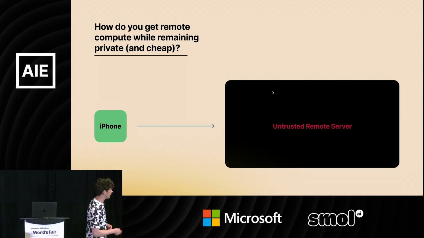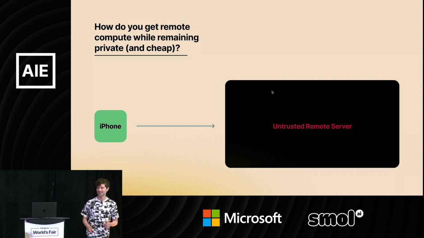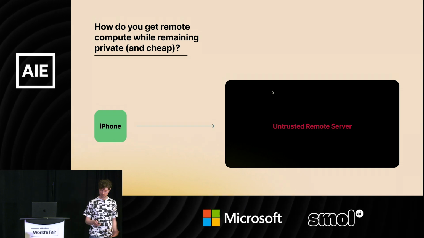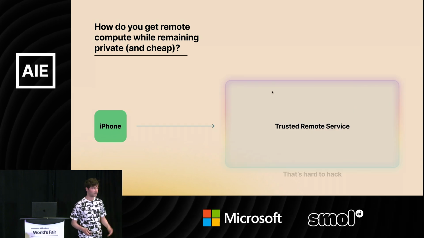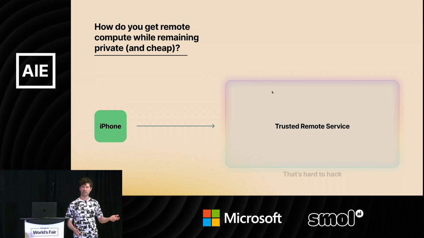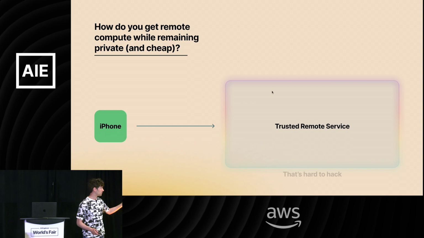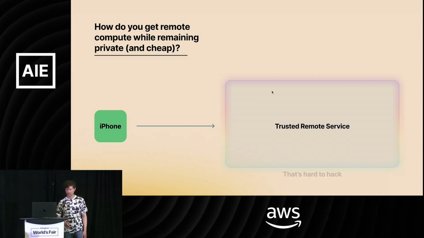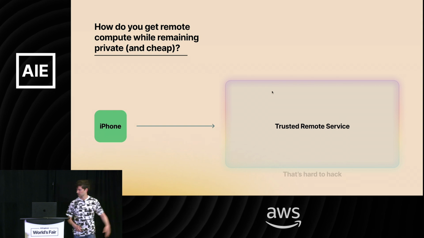You've got an iPhone. You've got an untrusted remote server. You can't see inside of it. It's a black box. Once you give them your data, you have no idea what happens inside. And what Apple does is tries to make it not a black box so that the iPhone has some control of what happens to the data inside Apple's remote servers. And then hopefully that this trusted remote service is also hard to hack.